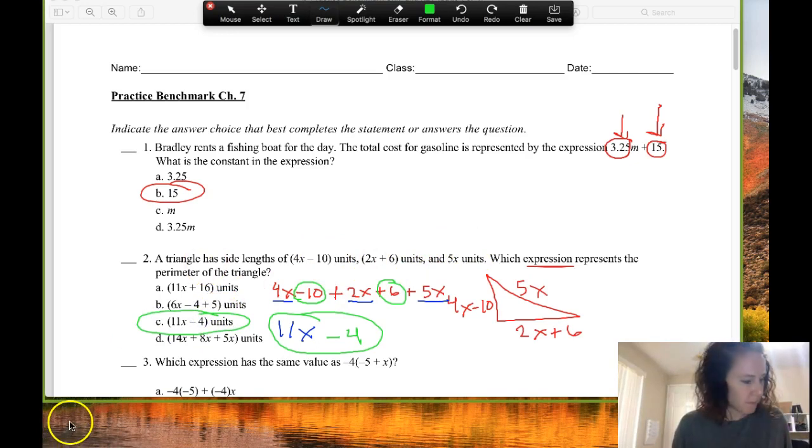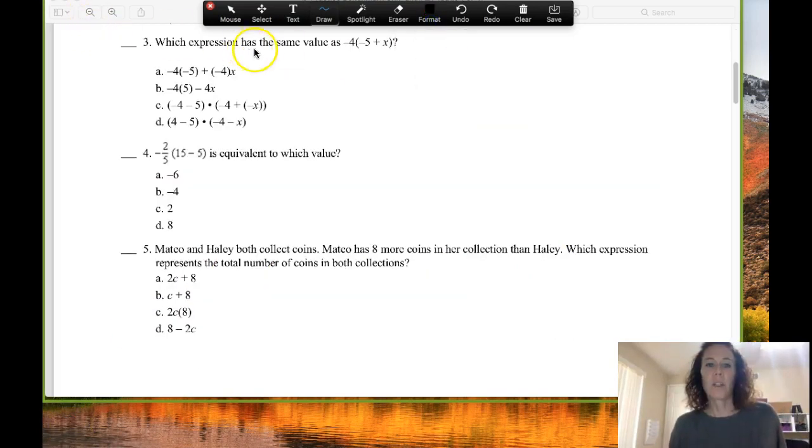Okay, on to the next one. All right, which expression has the same value as negative 4 times the parentheses quantity negative 5 plus x? Now, in the lessons in chapter 7, you should have relearned about the distributive property. That's a property you probably went over in elementary school, but let's go over it.